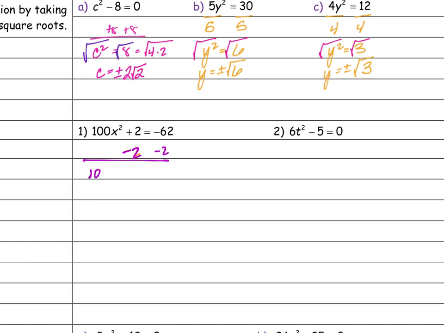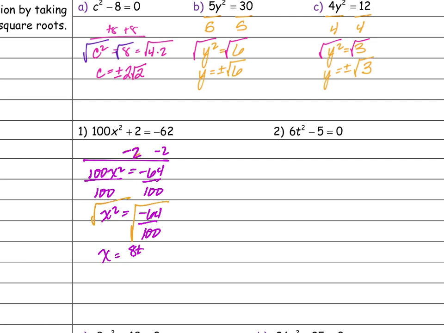So I get 100x squared equals negative 64. Divide by 100. So I've got x squared equals negative 64 over 100. Whew. Then I'm going to square root it. Square root it, and then x is going to equal 8i.